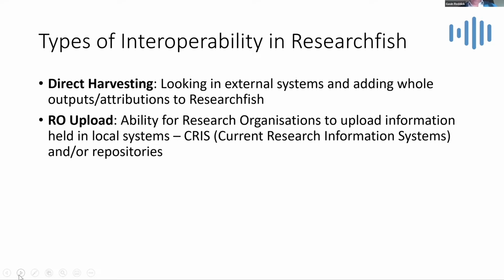We also enable research organizations to upload information that they hold in their local system. So you may need to do some internal reporting at your institution.